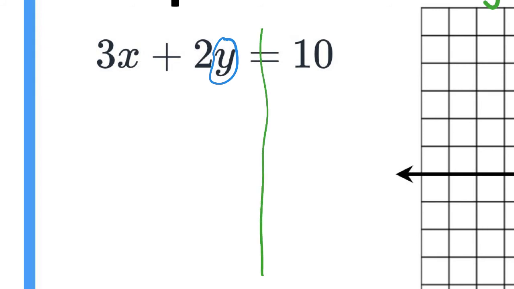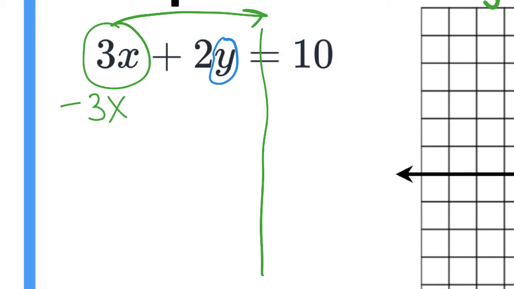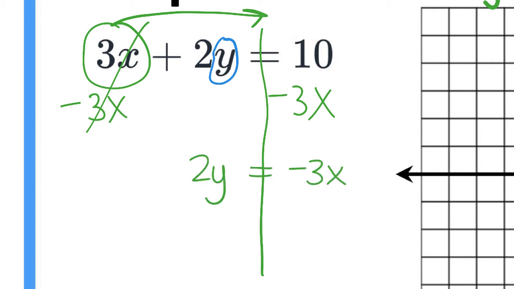So we are going to draw a line down the equal sign. The first thing we need to get rid of is the 3x. We're going to move that to the other side. And the way that you do that is by subtracting it from both sides. And now I'm left with 2y equals -3x plus 10.